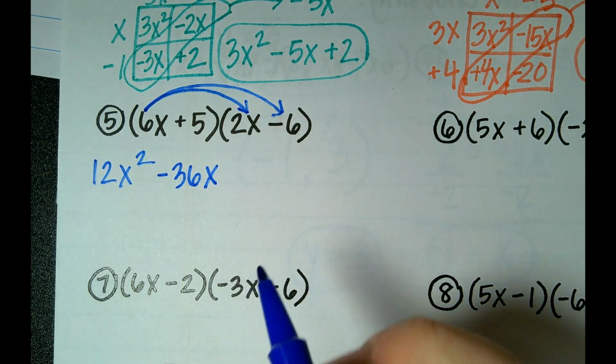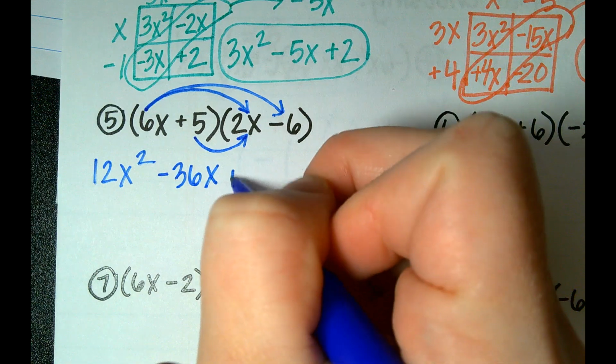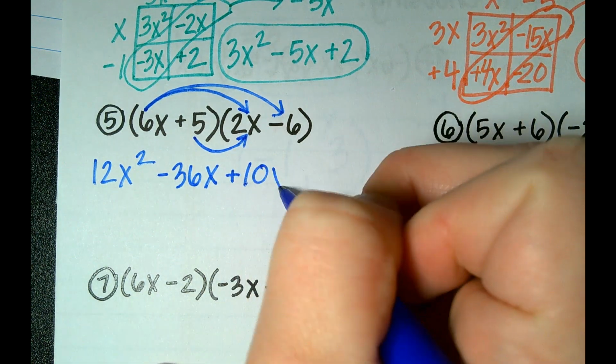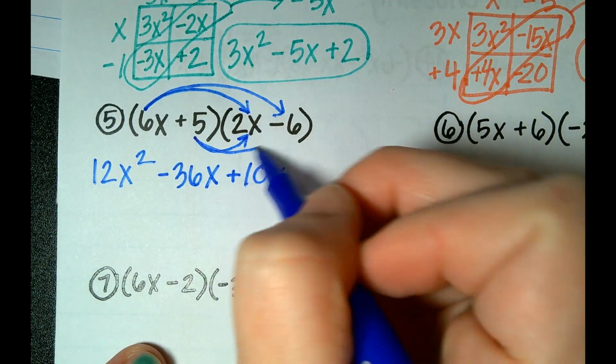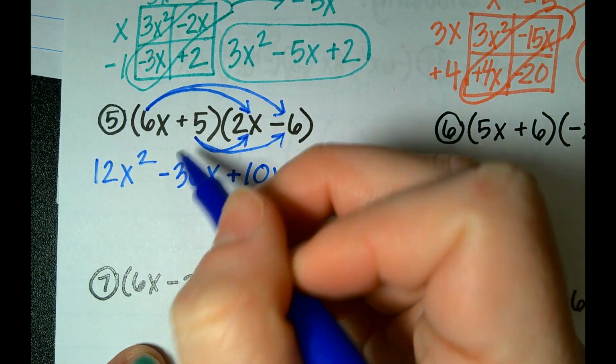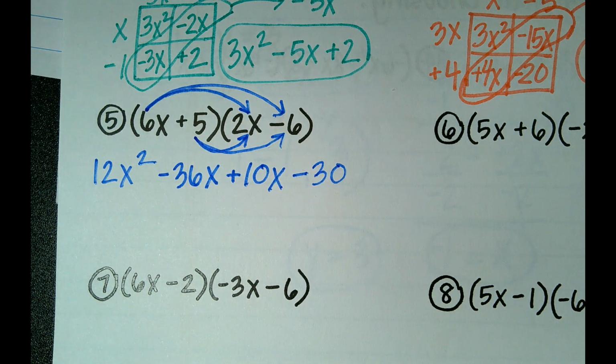Okay, now what do I multiply? Your inner, which is your 5 and 2x. Perfect. You get 10x. And then it's 5 and negative 6. Perfect. 5 times negative 6 is negative 30. Okay, so we've gotten all 4 terms.